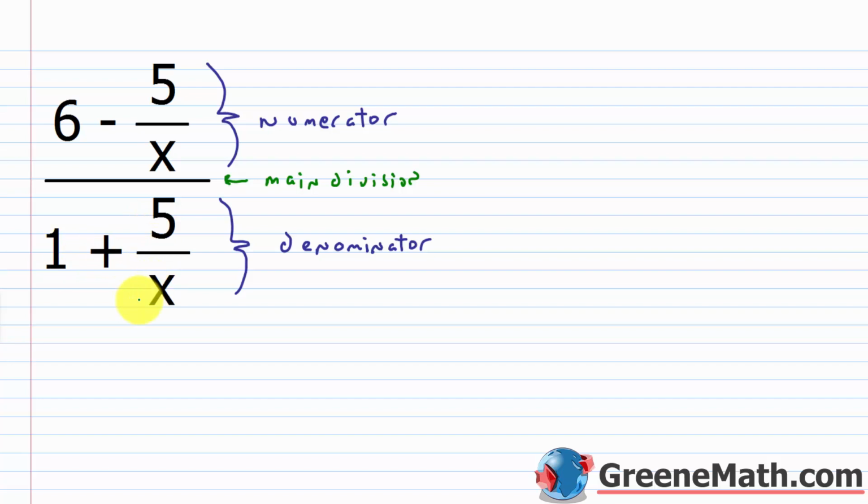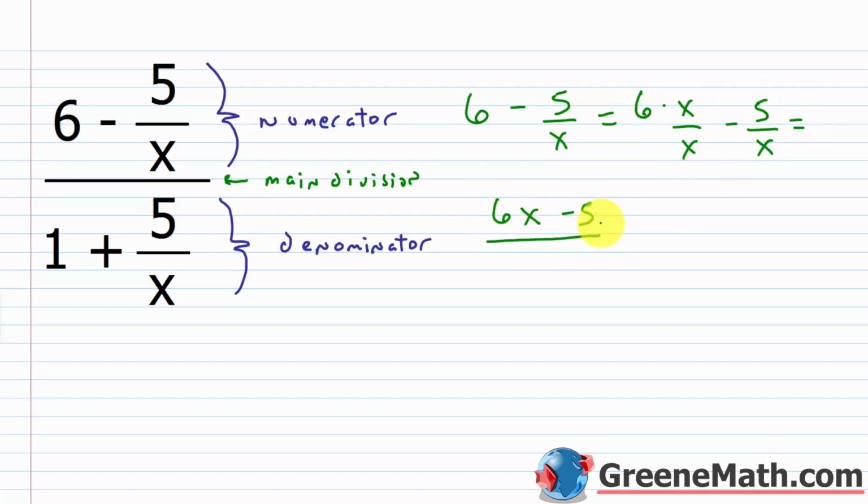So the first method to simplify this, kind of the slower way to do this, is to simplify the numerator and the denominator separately, and then perform the main division. So in other words, I can say 6 minus 5 over x is equal to what? Well, if I get a common denominator here, I would just multiply 6 by x over x. So 6 times x over x minus 5 over x would give me what? This would be 6x minus 5 over the common denominator of x. So that's my simplified numerator. So let's erase this, and we'll kind of drag this up here.